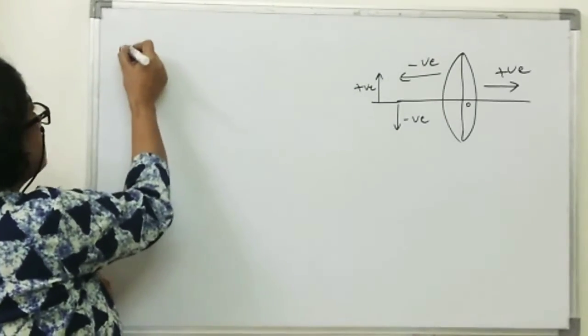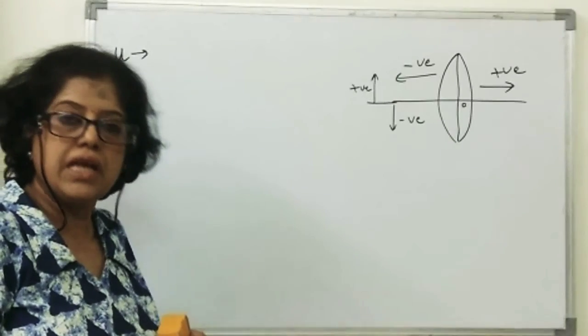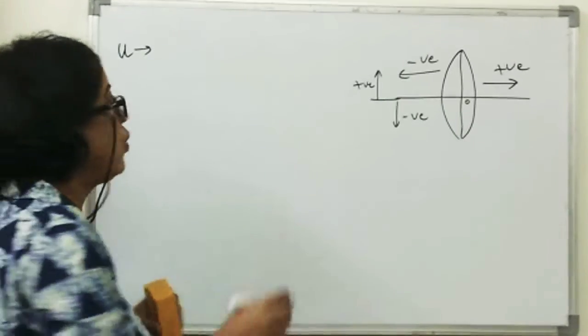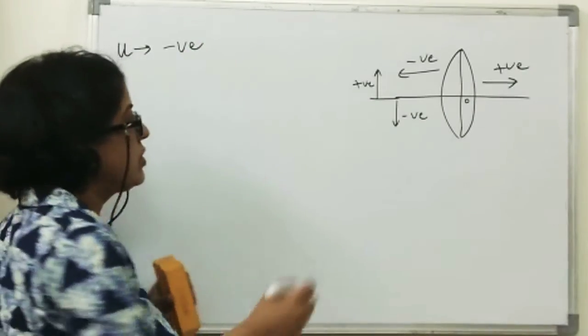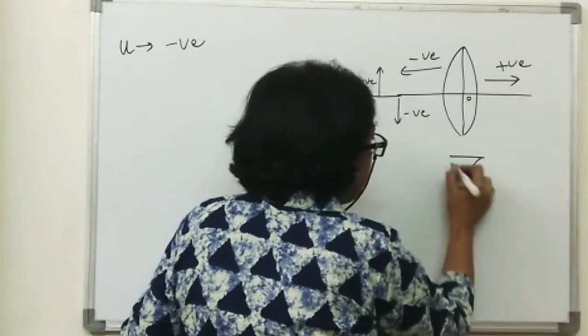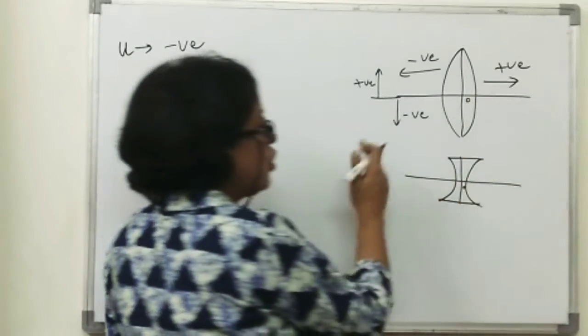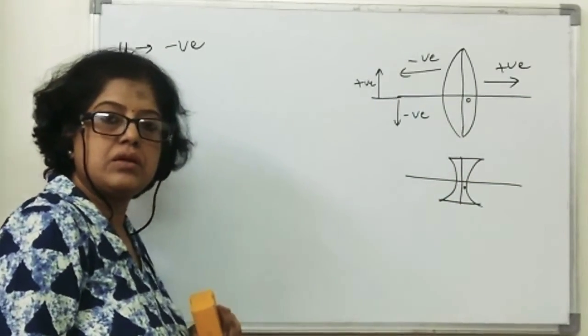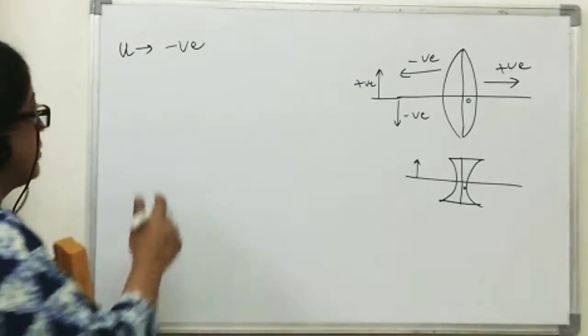We can use this diagram to assign the sign. Now, u is the object distance. The object is always kept to the left of the lens. So object distance will always be negative, whatever the lens may be, whether it's a concave lens or a convex lens. In a concave lens also, the object is always kept to the left of the lens. So the object is always here, so u is always negative.